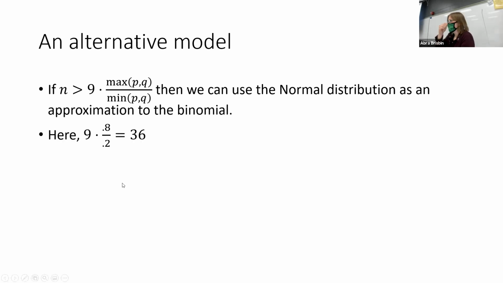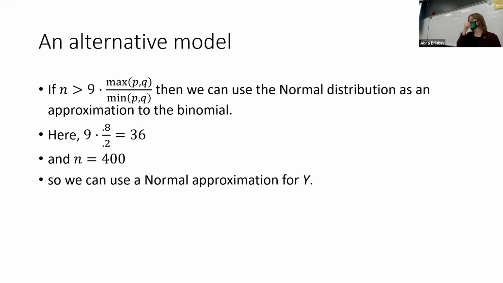So here, we're using our value of P from the null hypothesis, which was 0.2. So Q is 0.8. So the maximum of those is 0.8 and the minimum is 0.2. So we have 9 times 0.8 over 0.2, which is 36. And our sample size N was 400. So that means we could also use a normal approximation for Y as a way to get an approximate p-value.